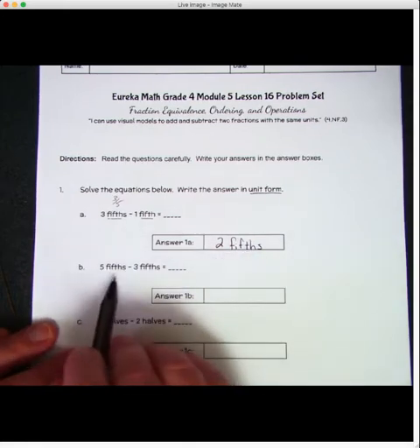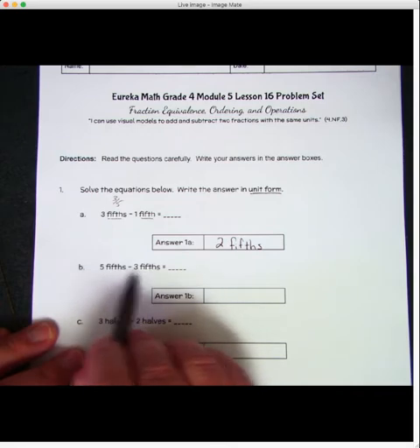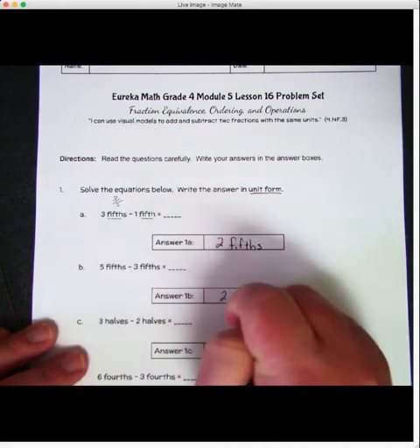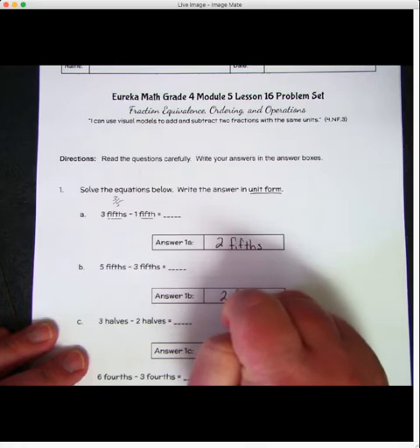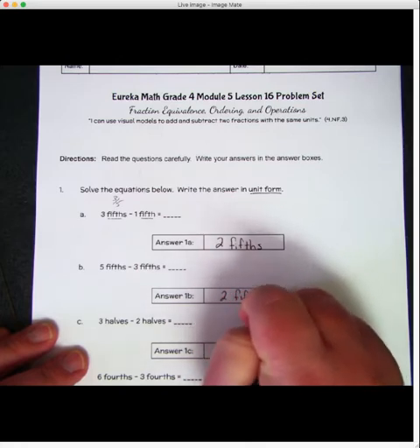All right. This next one, 5/5 minus 3/5. What's 5 minus 3? 5 minus 3 is 2. And then we write that in unit form, 2 fifths.